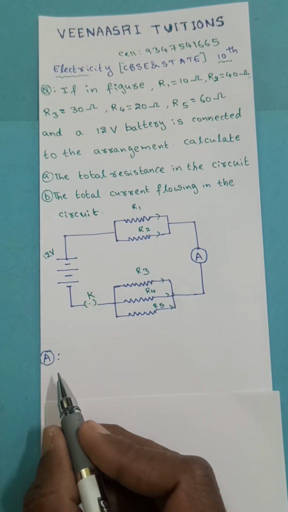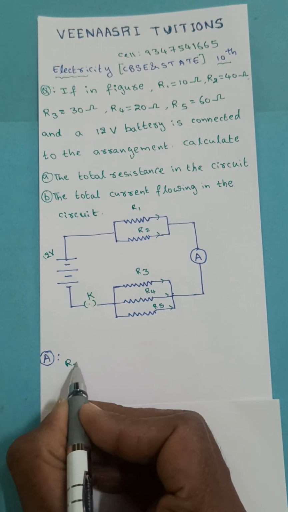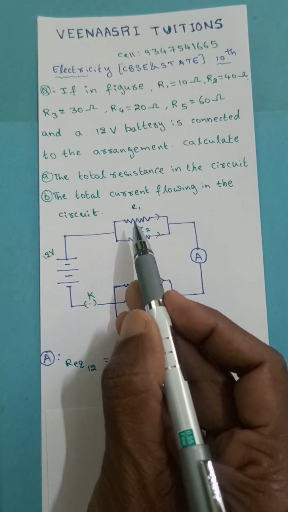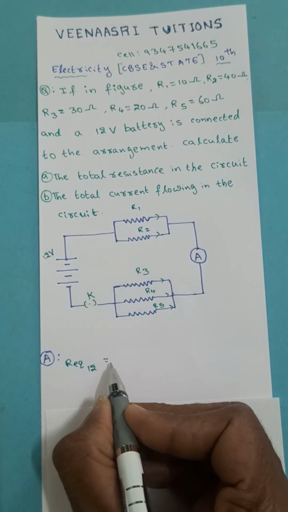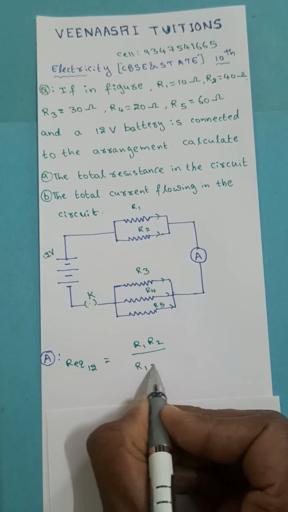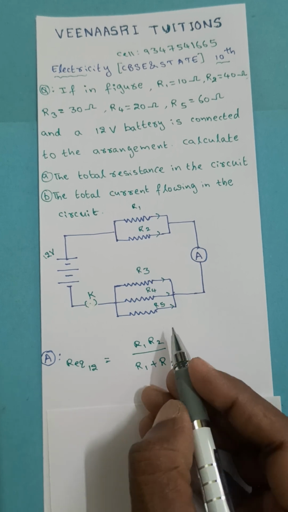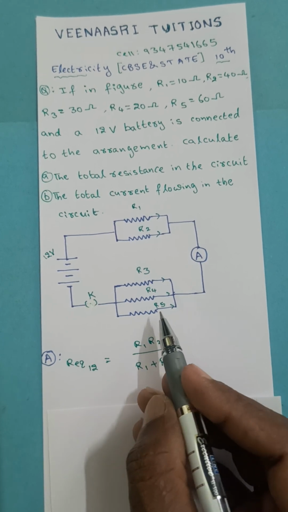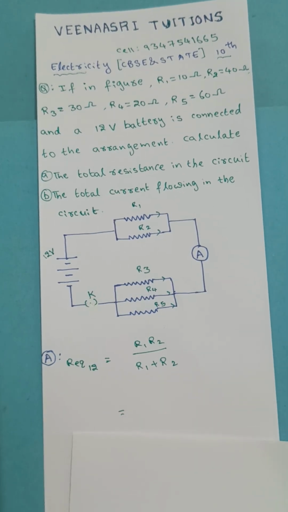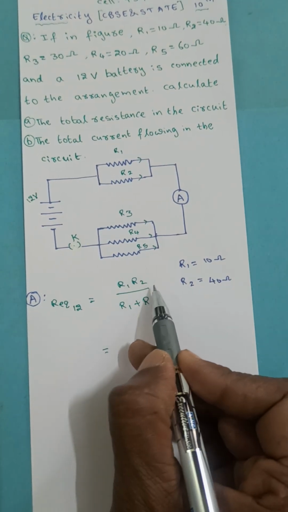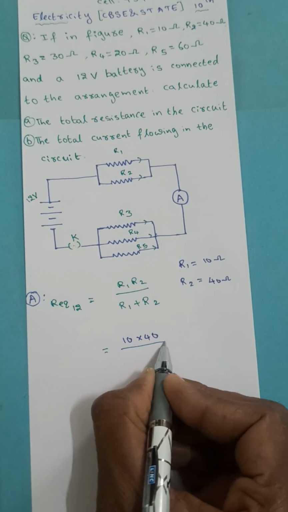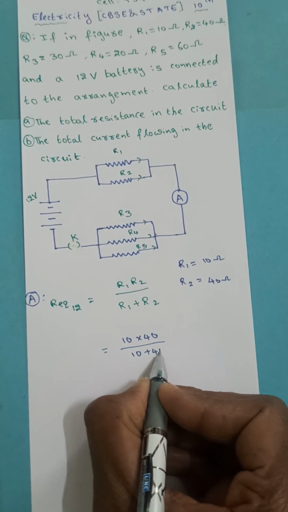Now solution: R equivalent 1 2 means these two resistances. So the formula I am writing is R1 R2 by R1 plus R2. So given R1 is equal to 10 ohms, I am substituting R1 and R2 values. 10 into 40 divided by 10 plus 40.